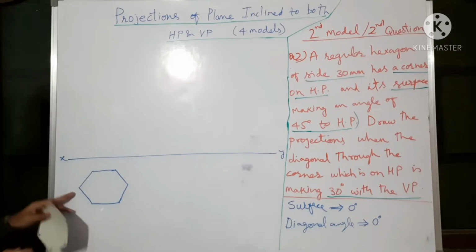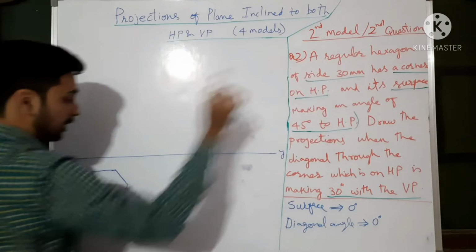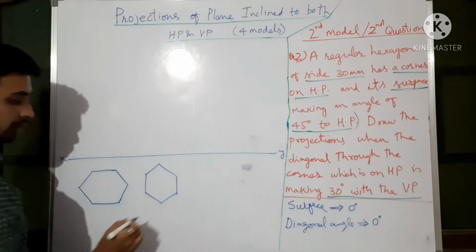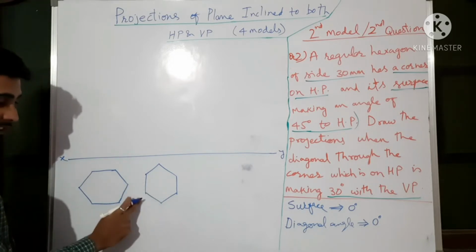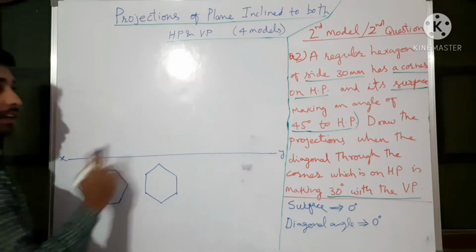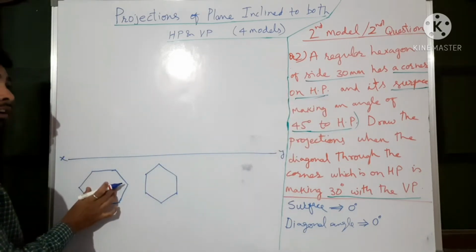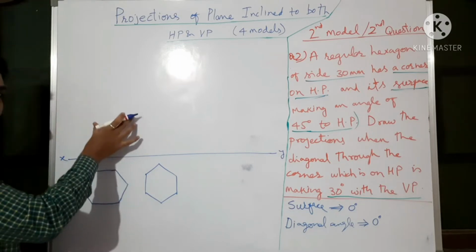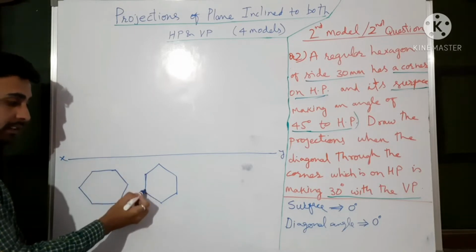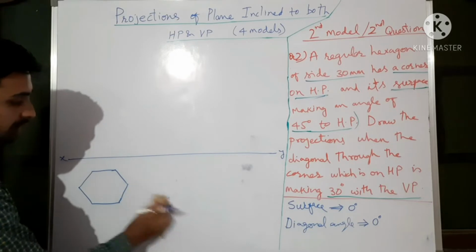Corner resting means this is the diagram. If it is given edge resting instead of corner, the diagram would have been like this. But here it is given corner resting, so the diagram is like this. Where is it resting? On HP, that's why it is here. If it is given on VP, then this diagram will become here. On VP means here, on HP means here, edge means this, corner means this. Okay, so let us remove this.